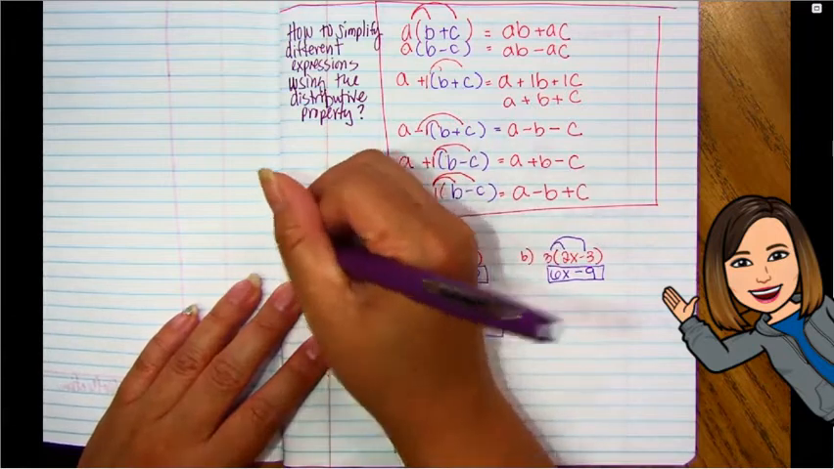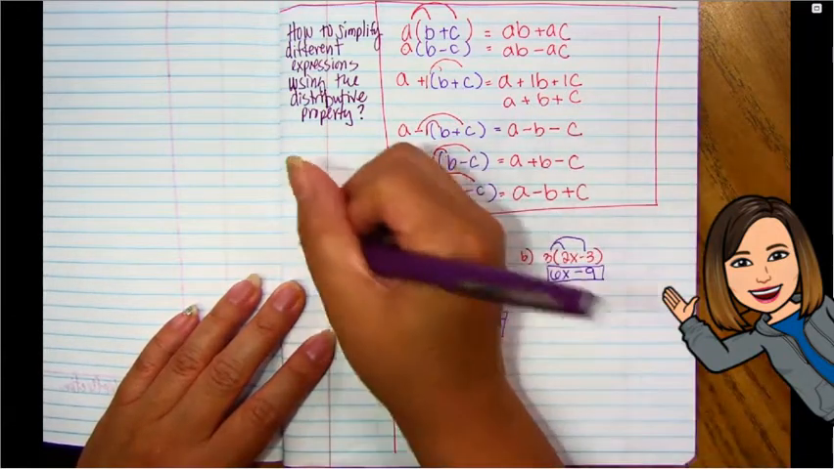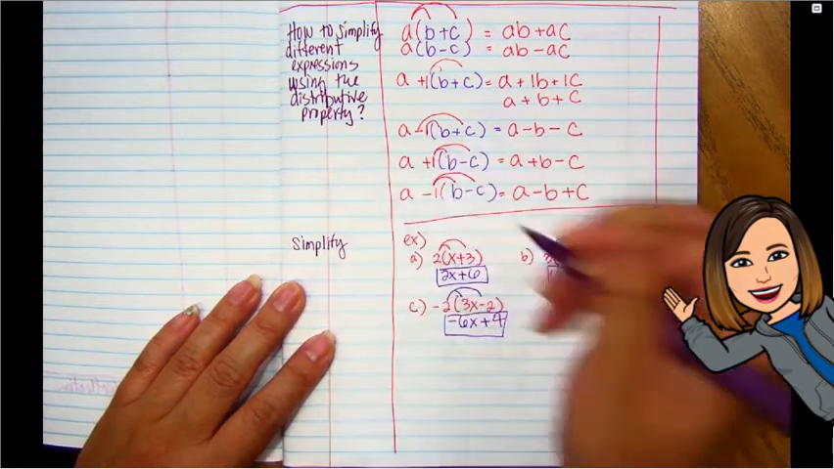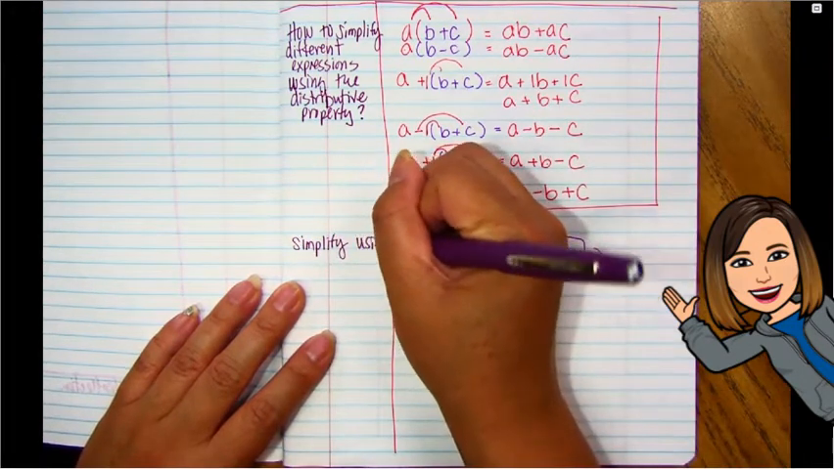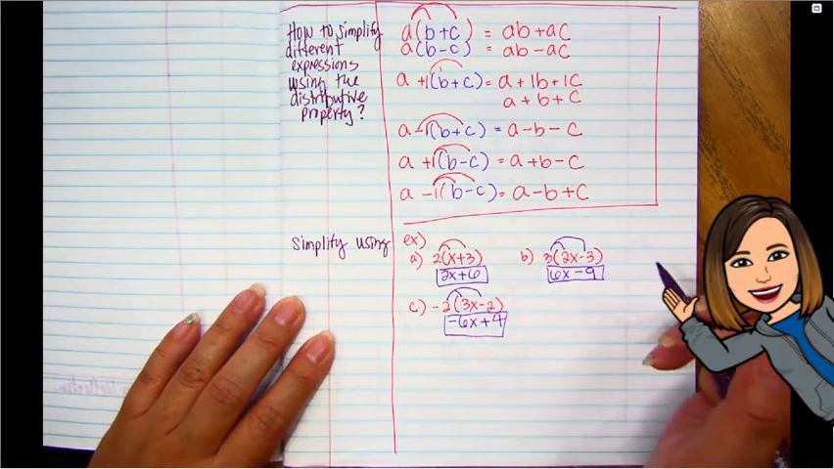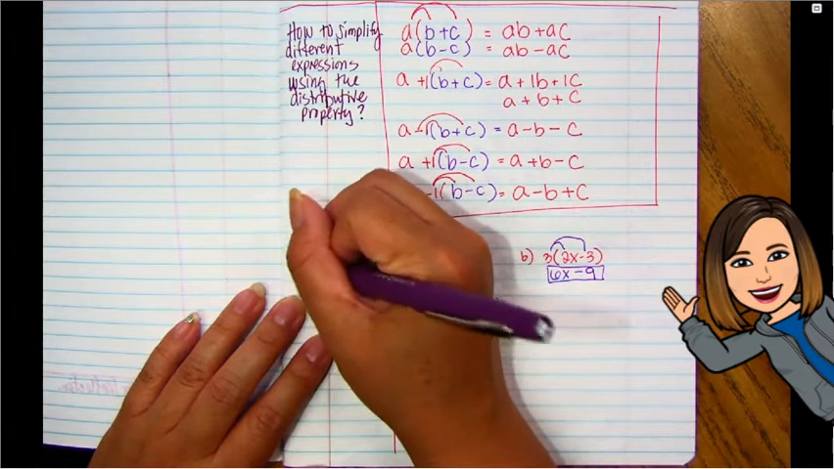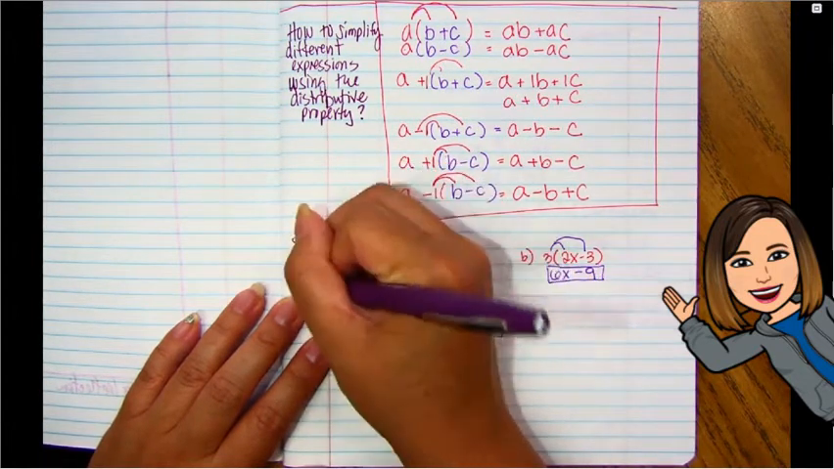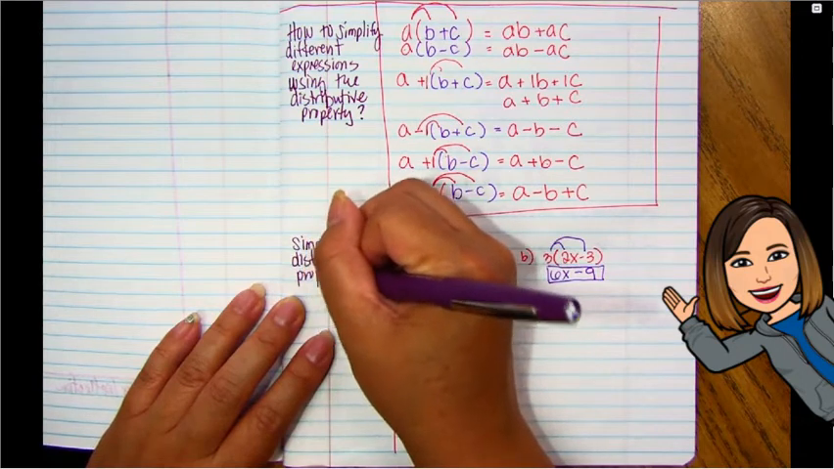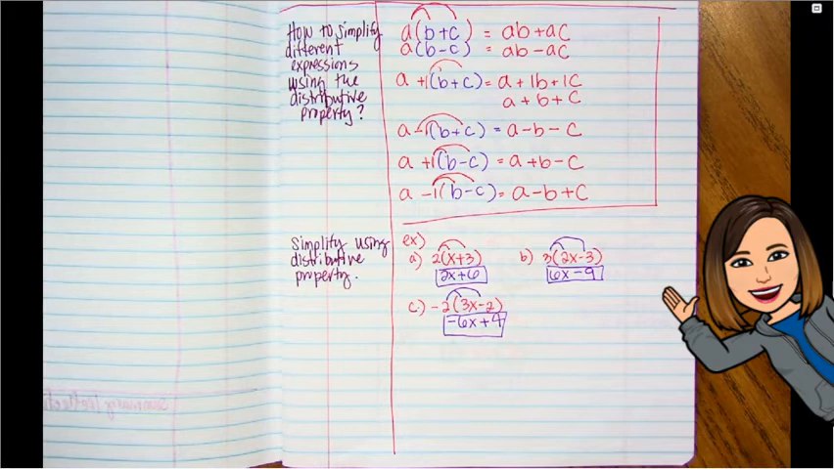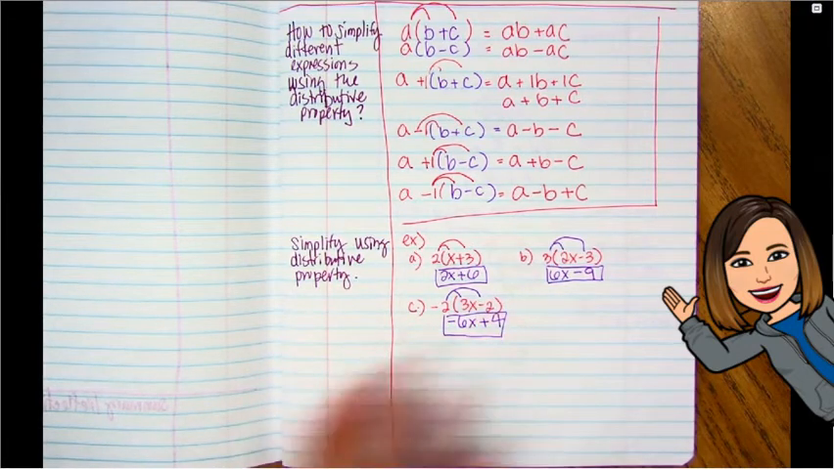So we can say simplify using distributive property. So for this one, you're not asking a question, but you can also do like a quick statement so that you can match up with your notes.